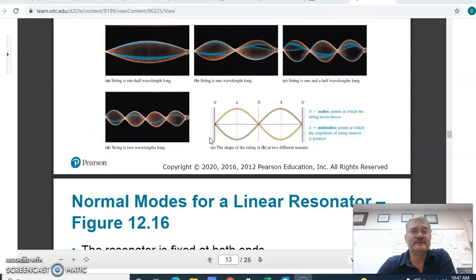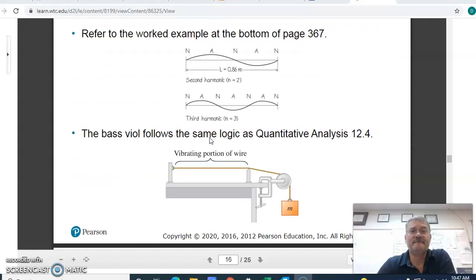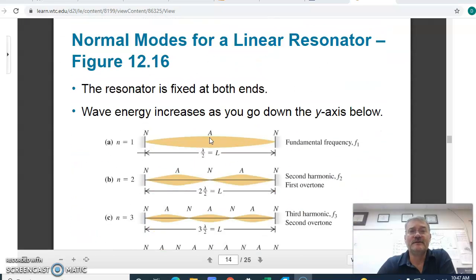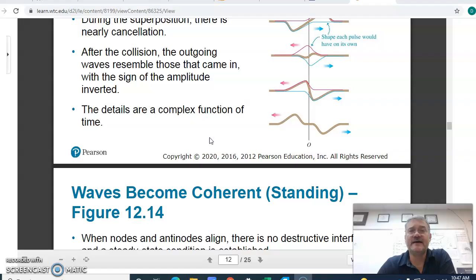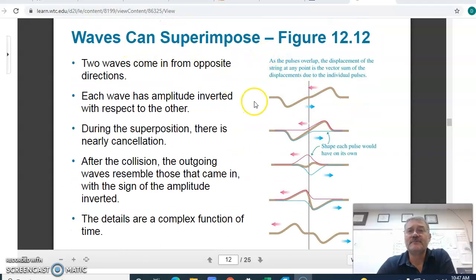Now, what happens if we put waves on top of each other? Let's see if we get a good picture of this here. Not the image that I'd like to have, but we'll try to make do with what we have. So here's a case where you have a wave coming through and another wave coming this way. They're both going in each direction. They superimpose on each other, and then they just continue on going, and there's no real effect on them.